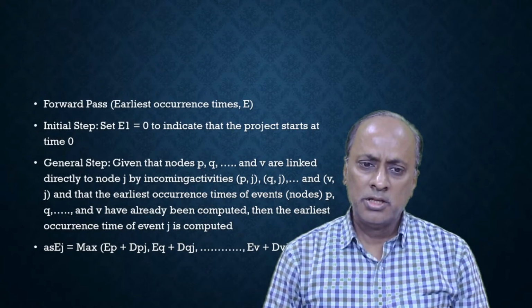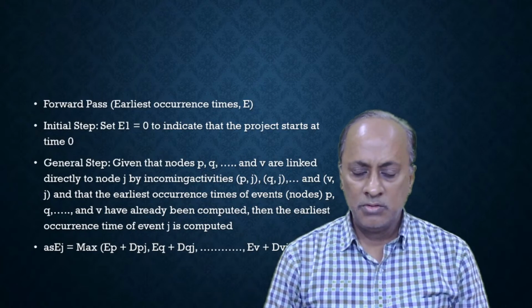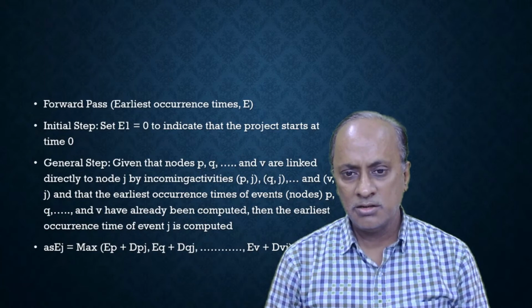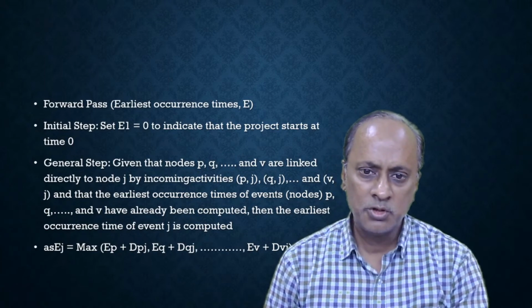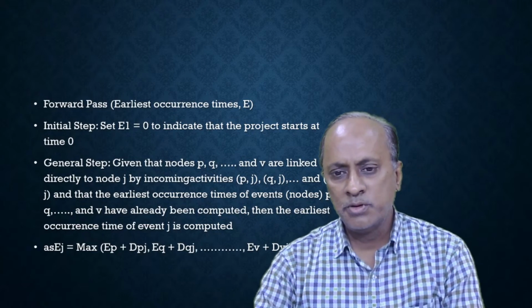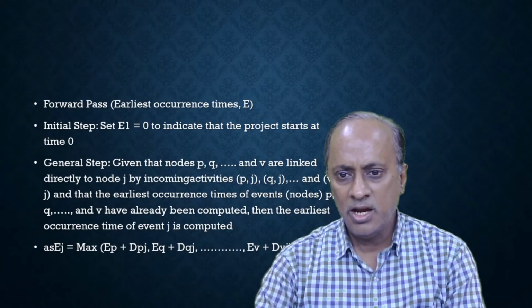Then there may be some activities which have more than one predecessor activity. In that case, what happens? Suppose C has two predecessor activities, A and B.